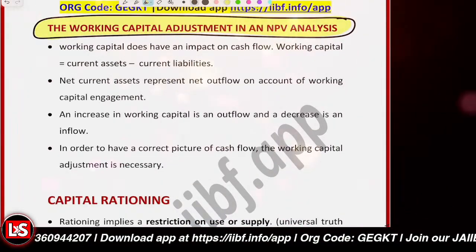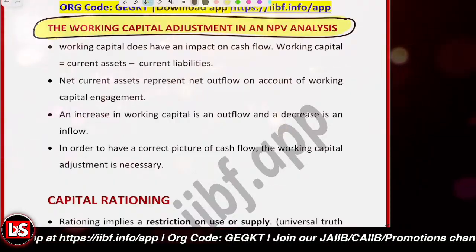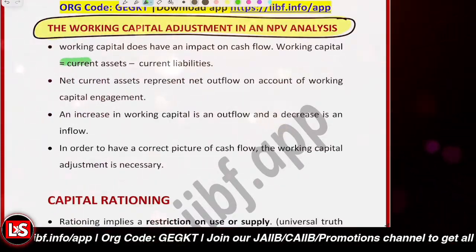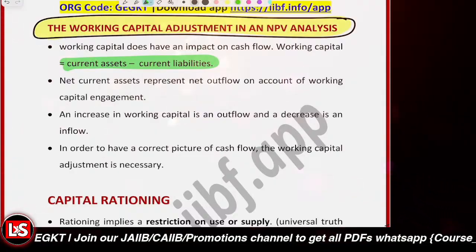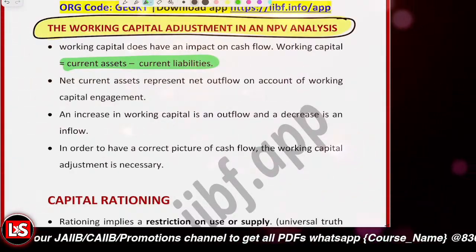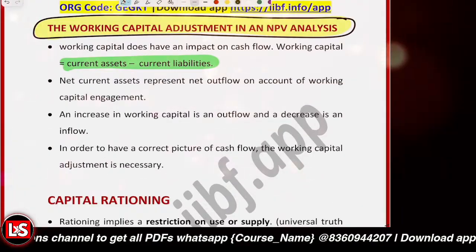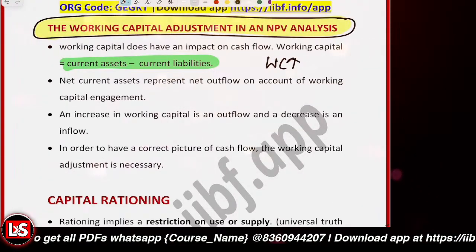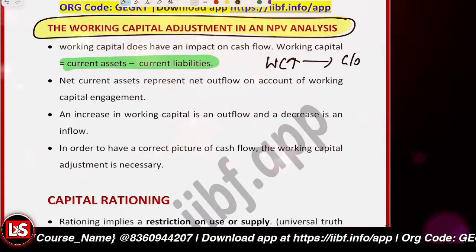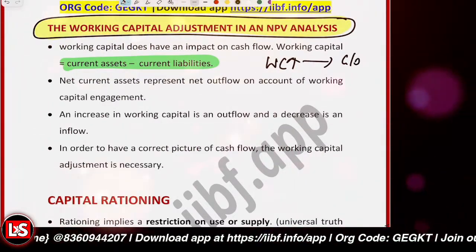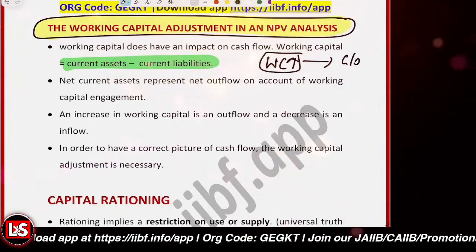So working capital is equal to what? It is current assets minus current liabilities. Okay. So if the working capital is increased, there will be an impact on cash outflows.